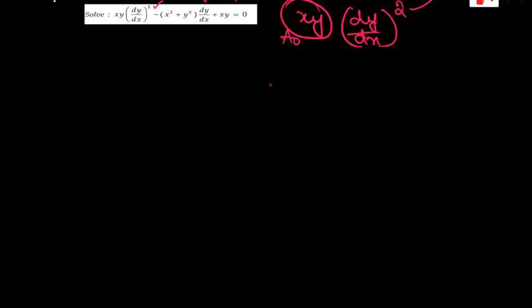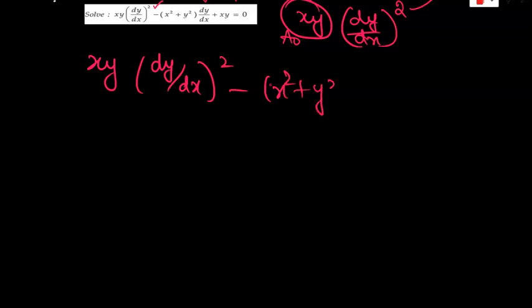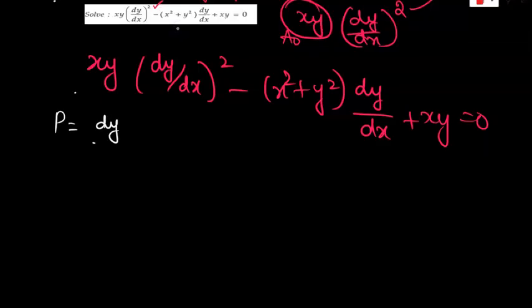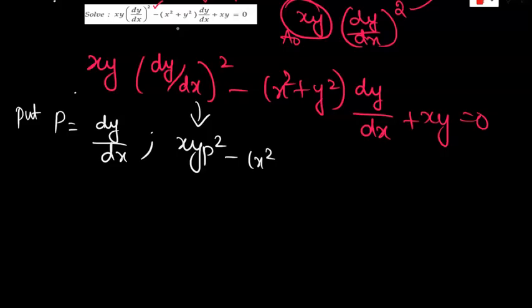Now let us solve this problem. That is, xy into (dy by dx) the whole square minus (x square plus y square) into dy by dx plus xy is equal to 0. Normally, what is the substitution? dy by dx as p. If I substitute dy by dx as p, then the above equation will become xy into p square minus (x square plus y square) into p plus xy is equal to 0.